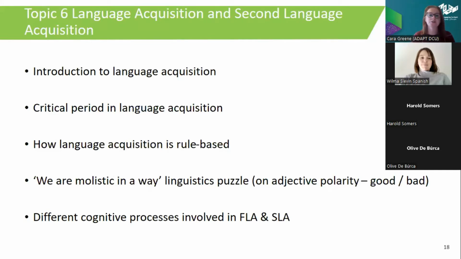Again, an intro. It focuses on the critical period in language acquisition, and then the students learn about how language acquisition is rule-based. And then one of the puzzles, on adjectives, is that we are all modalistic in a way. So students get to see a puzzle related to this. And then finally, it looks at the different cognitive processes, so as Bettina said, the difference between first language acquisition and second language acquisition.